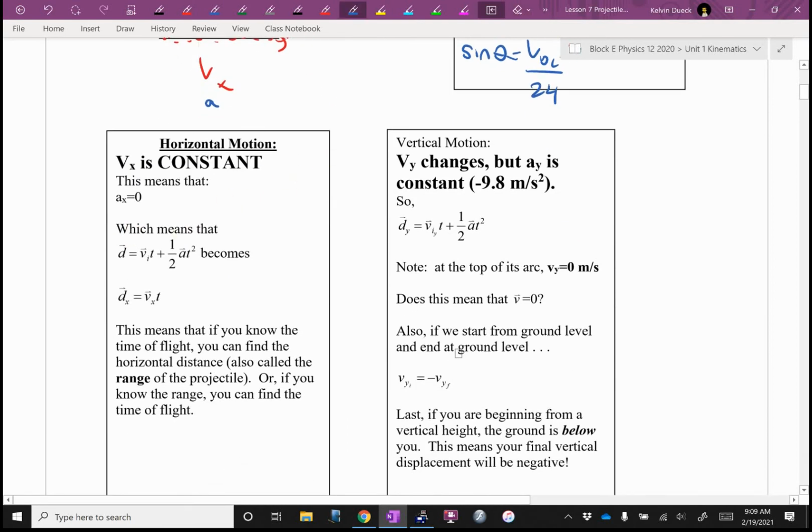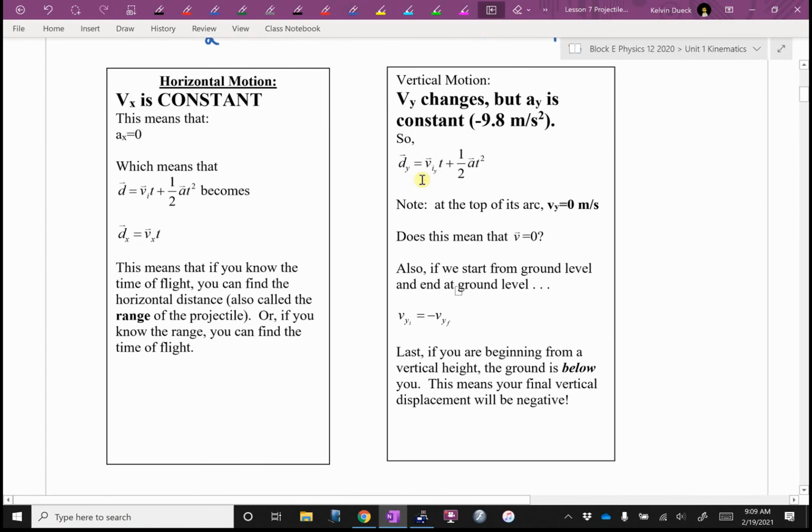So I kind of tried to break things up. Here's kind of a little summary. If you're studying for your test, this is stuff you should know. So horizontal motion, Vx is constant because Ax is 0. That means that d equals Vit plus a half At squared just becomes dx equals Vxt. That means if you know the time of flight, you can find the horizontal distance, also called the range, or if they give you the horizontal distance, then time is just dx over Vx.